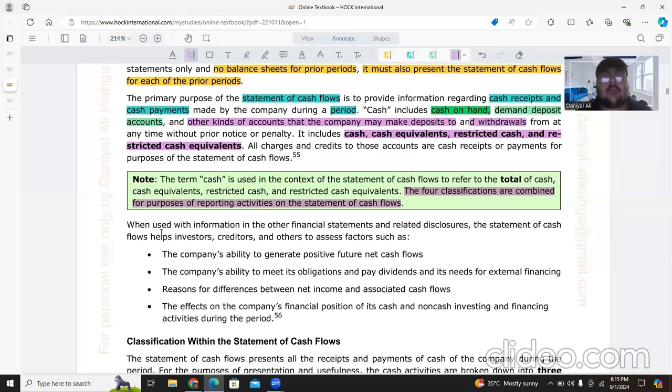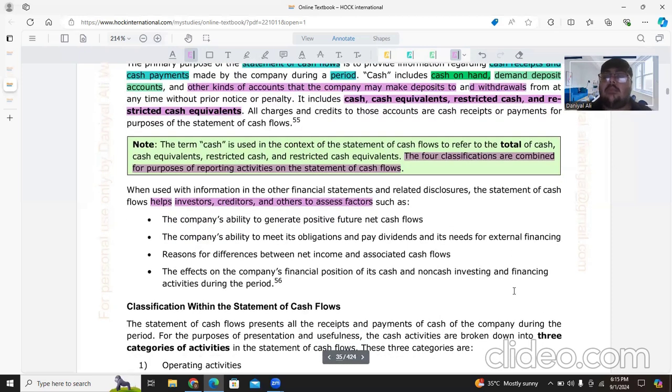The statement of cash flows helps investors. So who are the users of financials? It helps investors, creditors, and others to assess the factors. These are the primary users of a cash flow statement. There are multiple users, but now you need to see that these factors are important.